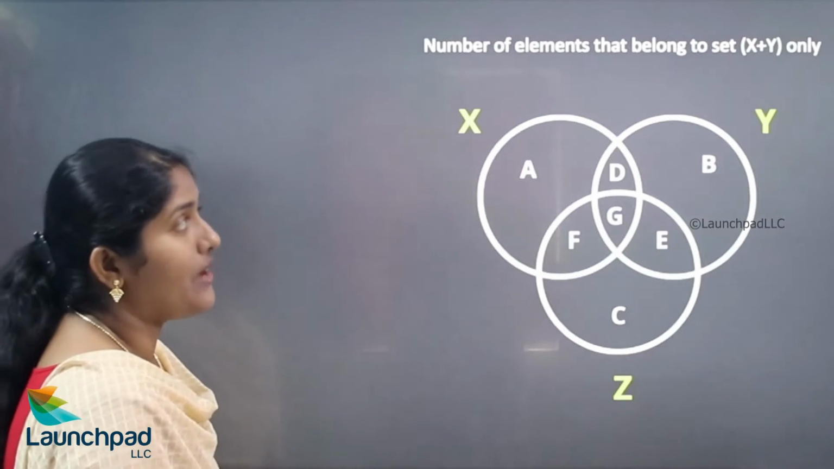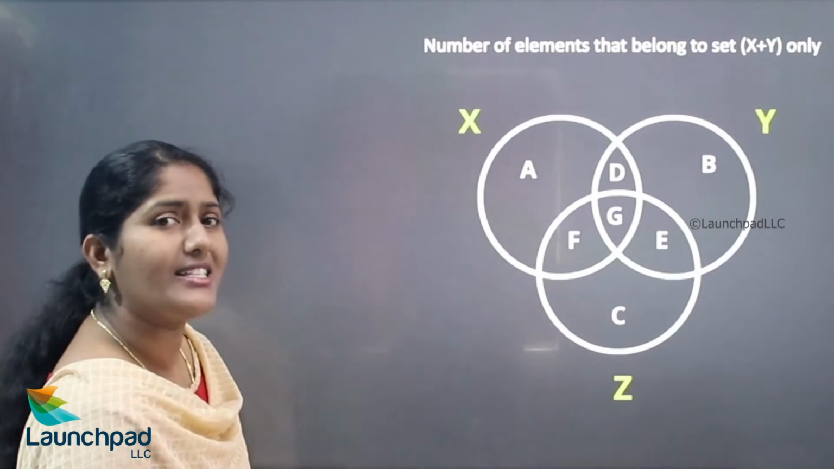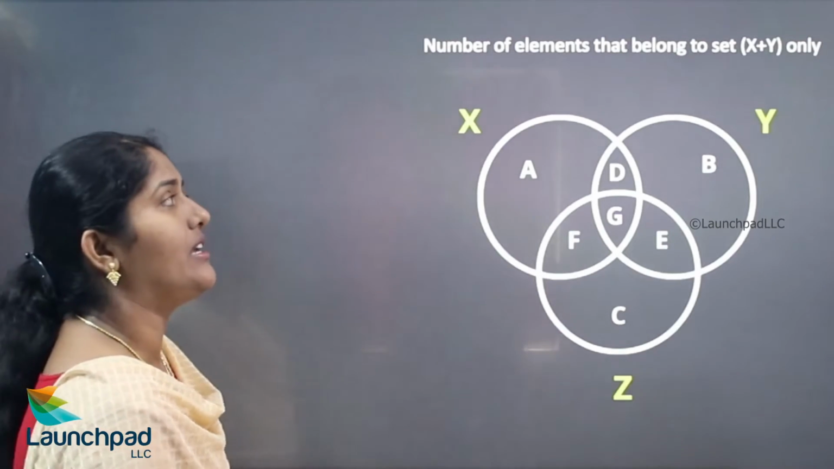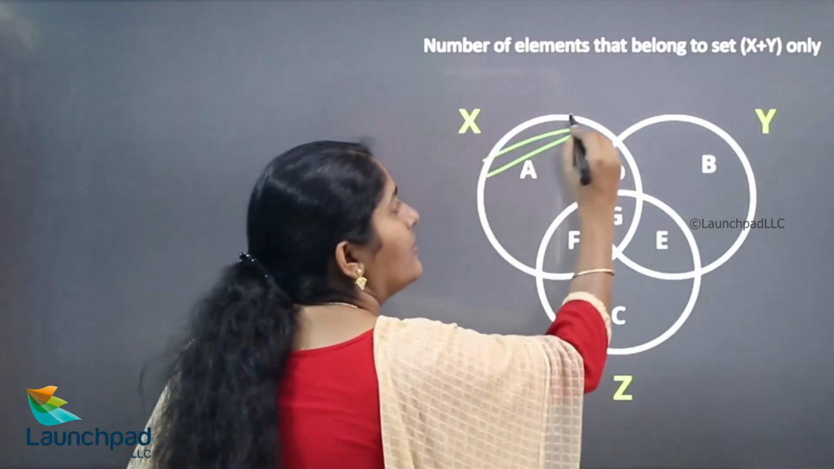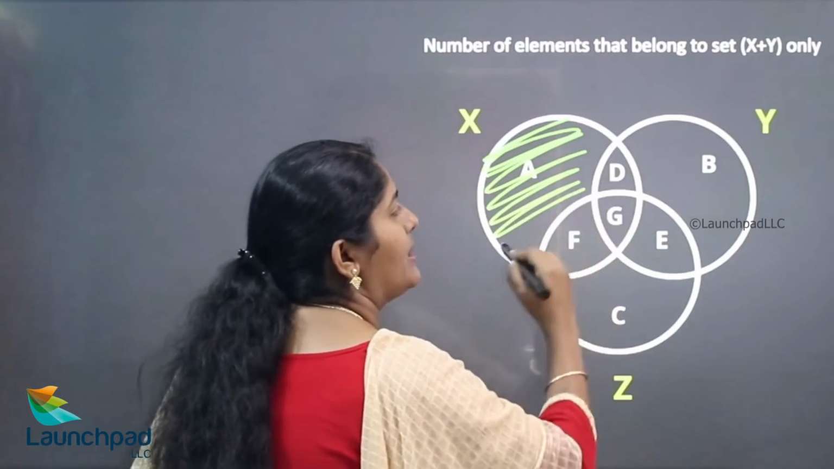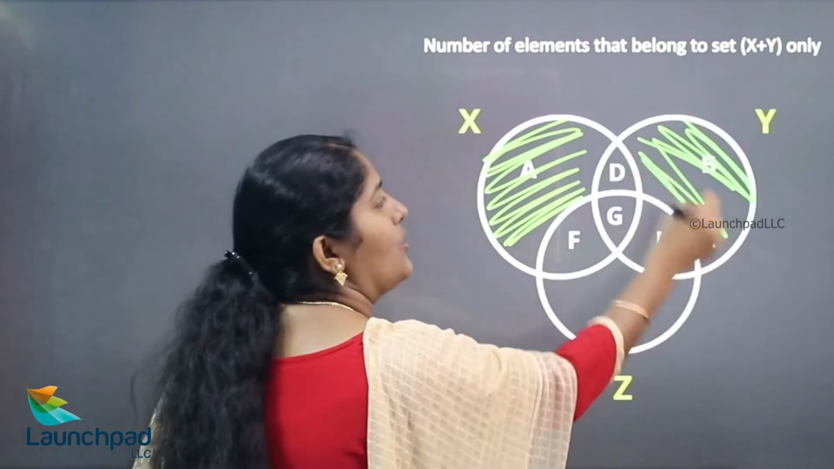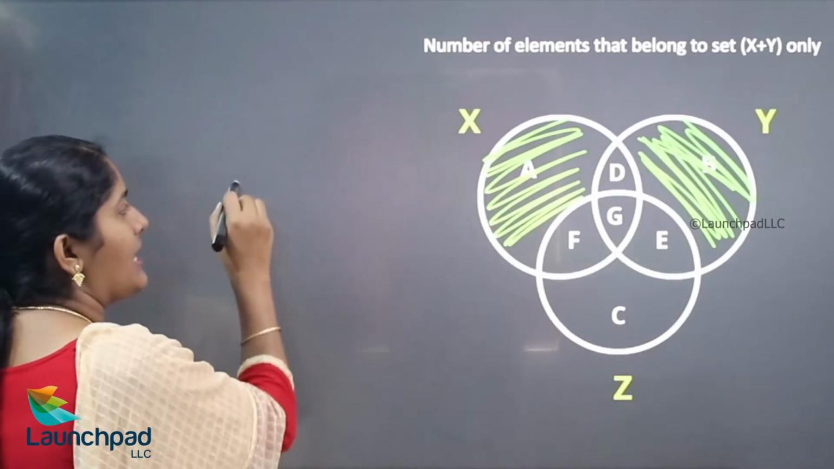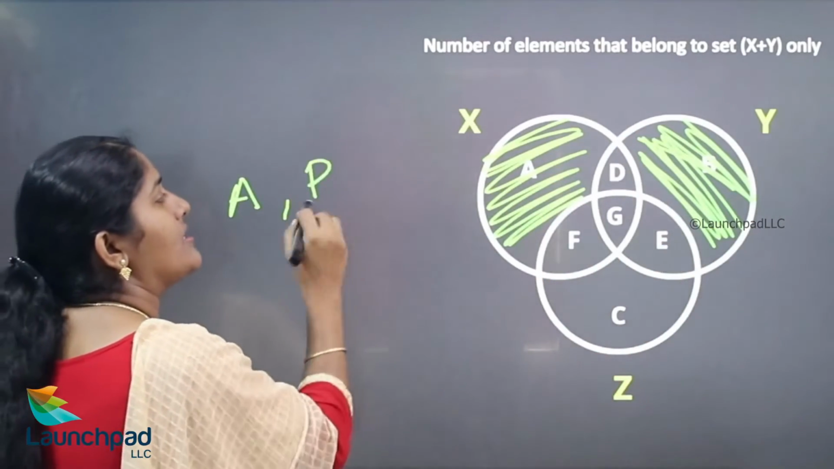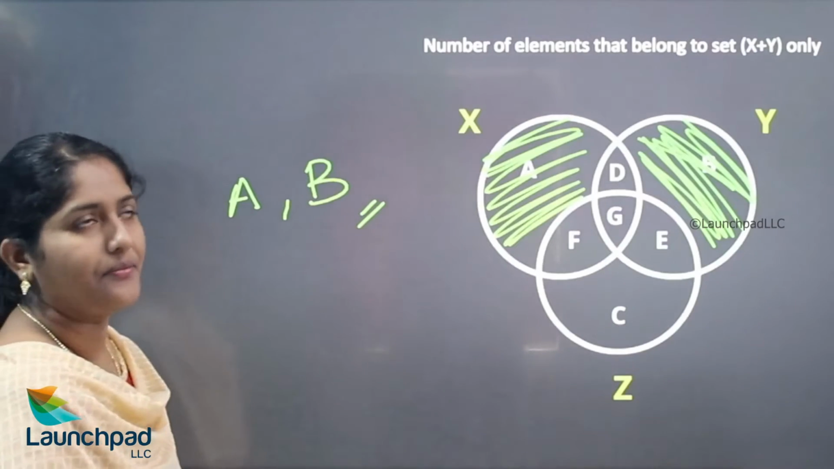Now, number of elements that belong to set X plus Y only. So here the shaded area determines X only. This shaded area determines Y alone. So how many elements are there? A, comma, B. This is your answer.